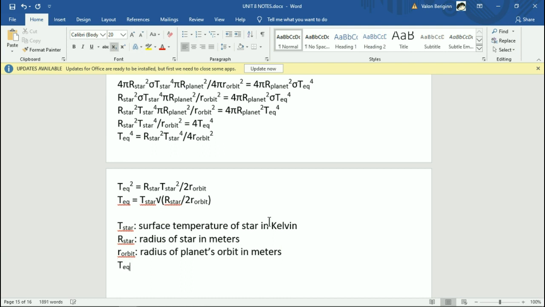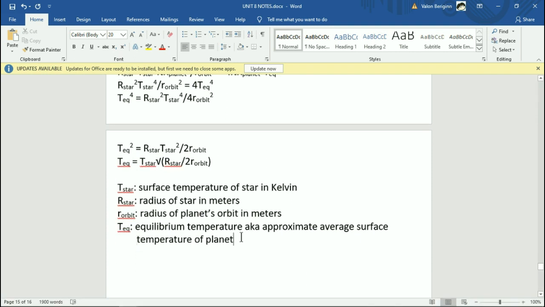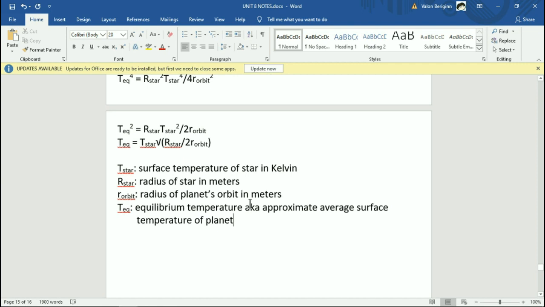And so what is T eq? T eq is what is known as the equilibrium temperature, which is basically the approximate average surface temperature of the planet. Again, it's an average and it's approximate. It's not perfect, but this is a way of calculating this. This is basically saying if the planet was a perfect sphere, no atmosphere, the material's all the same, it's non-reflective, all that stuff, this is what you would get.